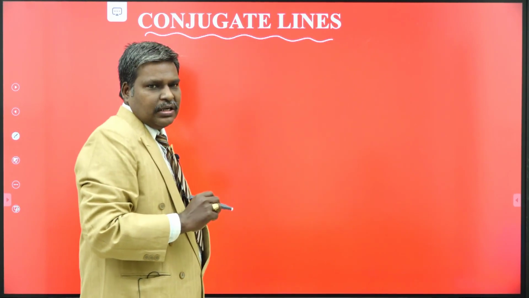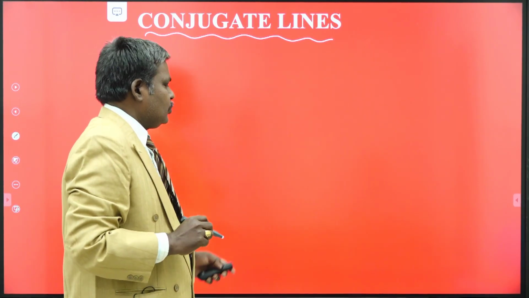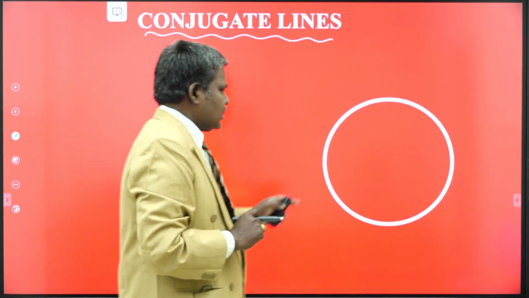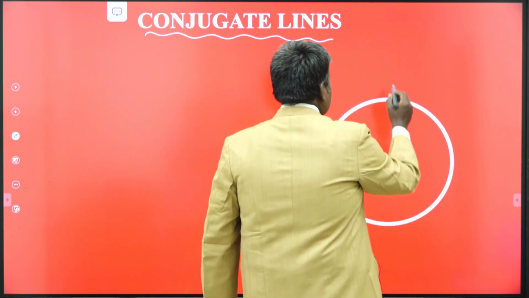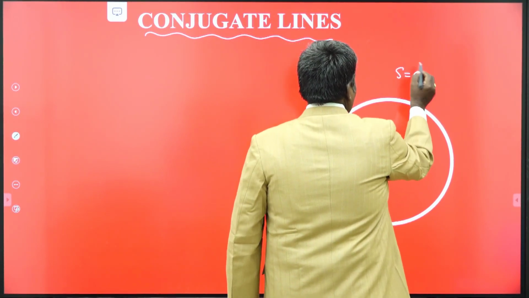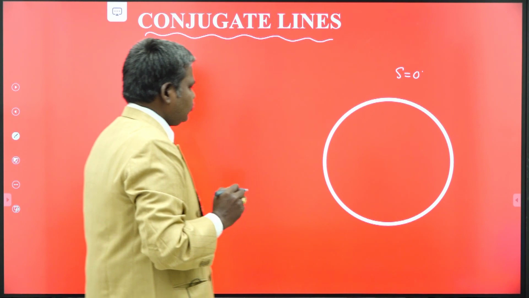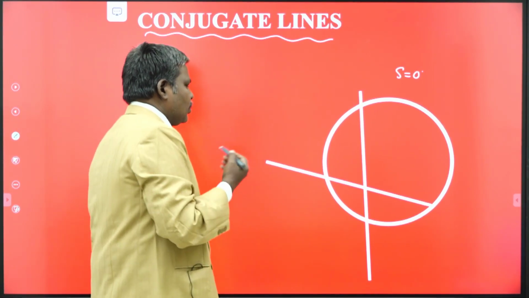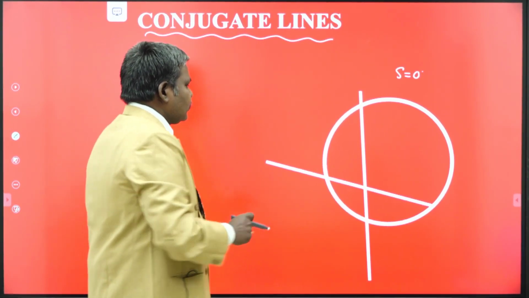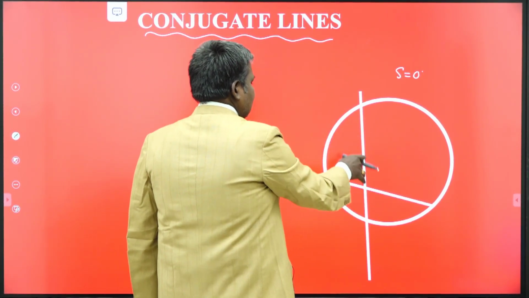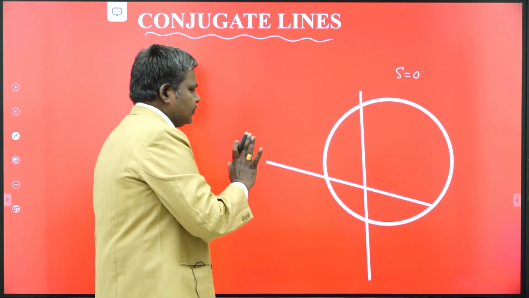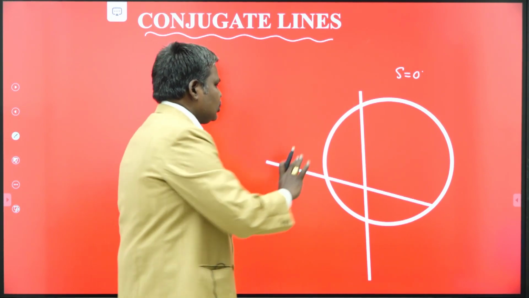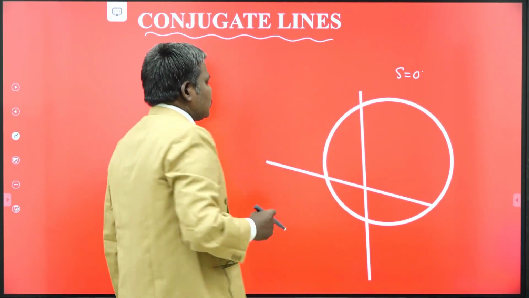Before going to the definition, let us see the diagram here. Consider the circle S equal to 0. This is my circle, S equal to 0, as shown in this figure. Now, these are two lines, L1 equal to 0 and L2 equal to 0. These two lines intersect the circle at A, B and C, D, say. These two lines are said to be conjugate lines when they are conjugate with respect to that circle.